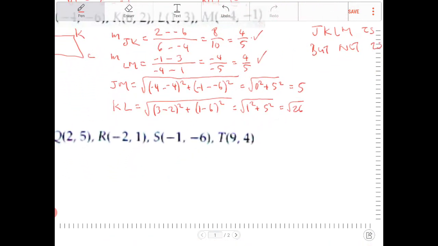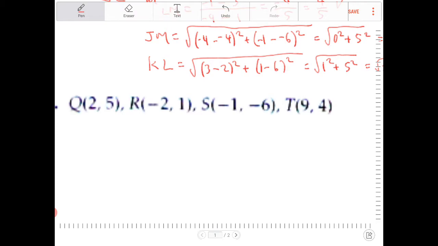Okay? And we're going to repeat this idea again. I have QRST. So again, it really doesn't matter which way we draw it. So I have Q, R, S, and T. So we're going to find the slope of QR. And that will be 1 minus 5 over negative 2 minus 2. And that's negative 4 over negative 4. And that's positive 1.